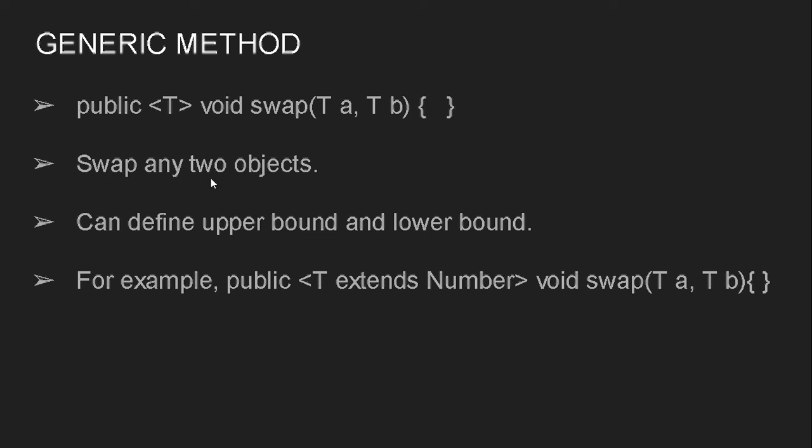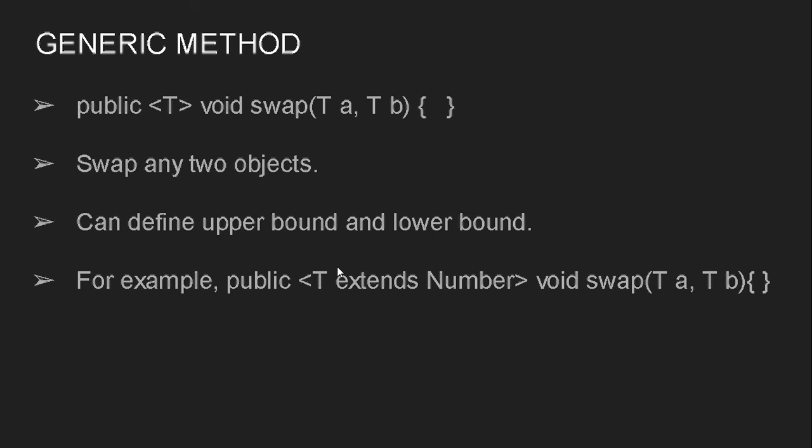That is why in the very first slide itself I told you that this generic method, or even this generic class itself, is going to save a lot of typing. It is going to swap any two objects. Then after that, in much the same manner, the generic method can also define upper bound and lower bound. If I am defining an upper bound, I am going to write T extends number here. Let us say I want to swap only two numbers, then I am going to use this particular line. I am going to use this upper bound. If I don't want to use this upper bound, then it is completely up to you.